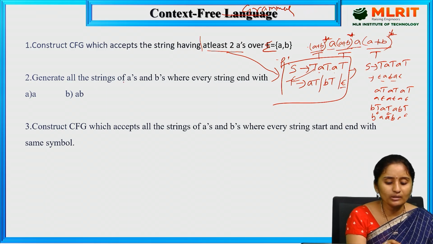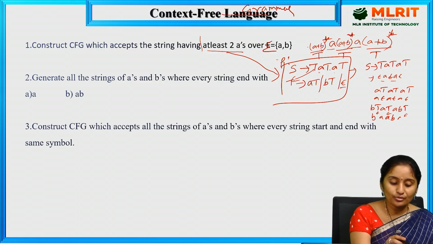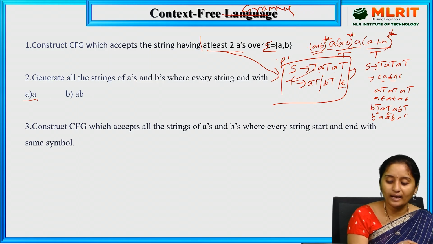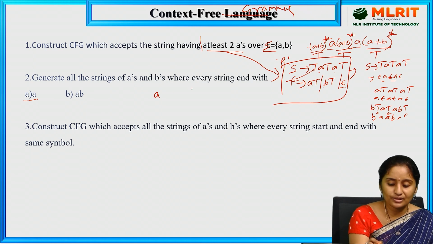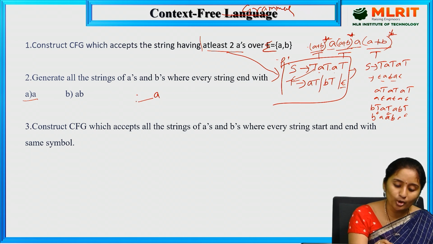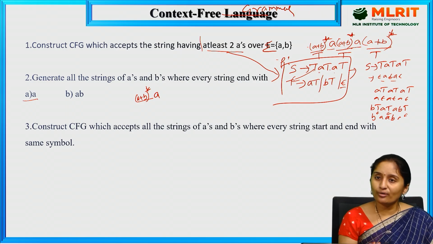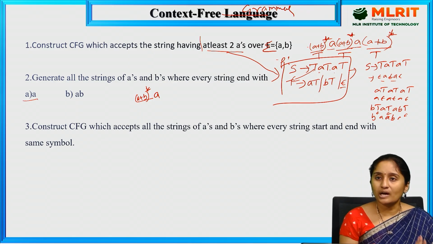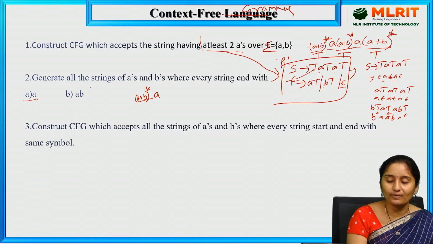Generate all the strings of A's and B's where every string ends with A. So here the question is, it should end with A. In my grammar, the strings should end with A, and initially the starting can be a combination of (A plus B) whole star. I can have multiple A's or B's or a combination of A and B, and I can also have zero occurrence of them. So this is the regular expression for this given question.